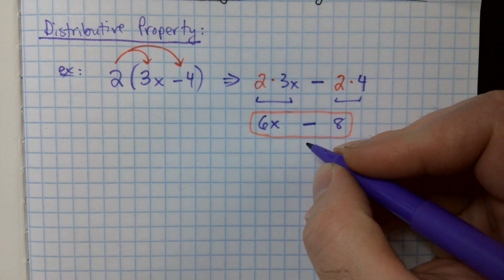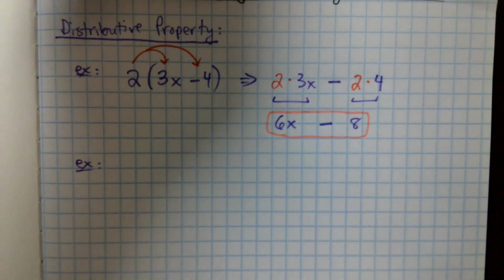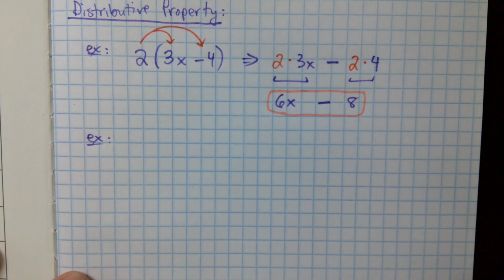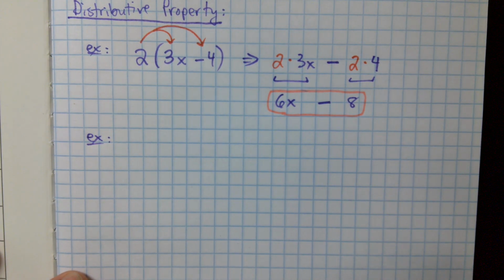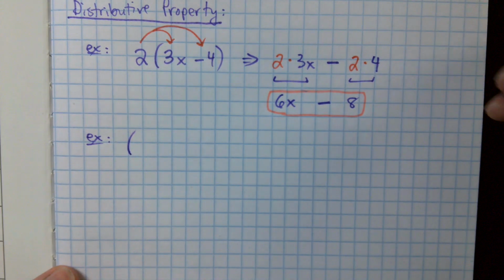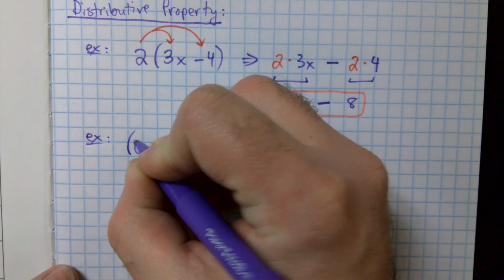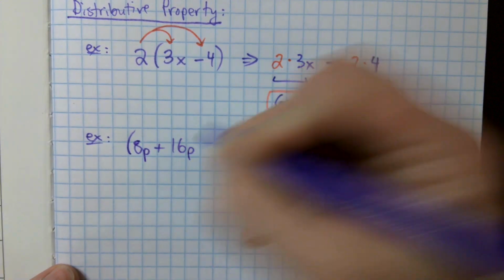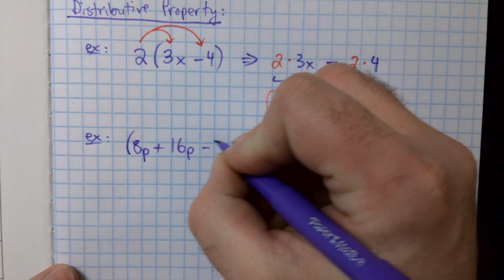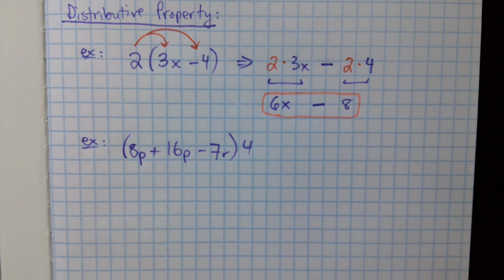Now, where sometimes we get a little thrown off is that we typically don't see the distributive property written like this: 8p plus 16p minus 7r, times 4.